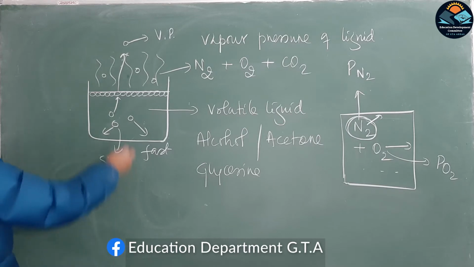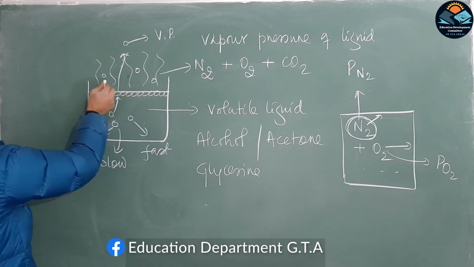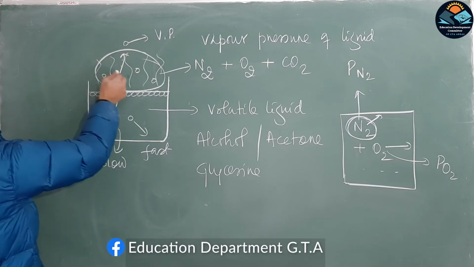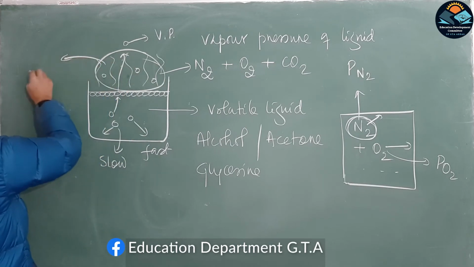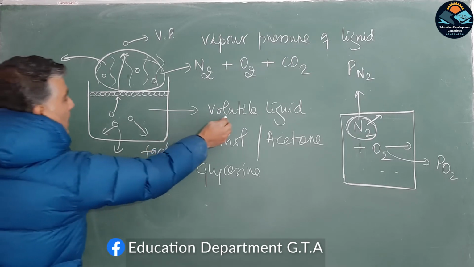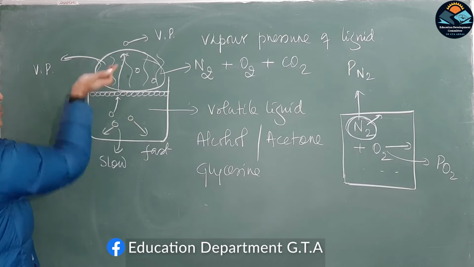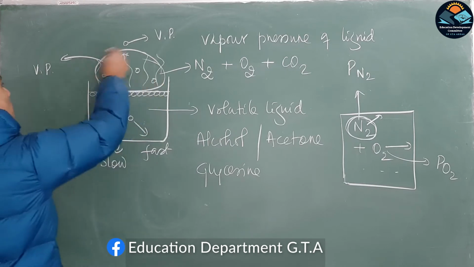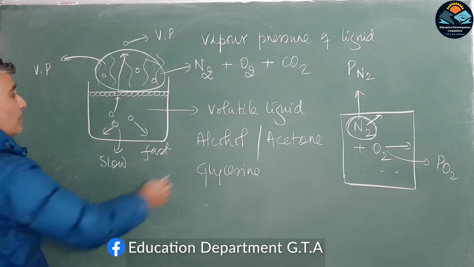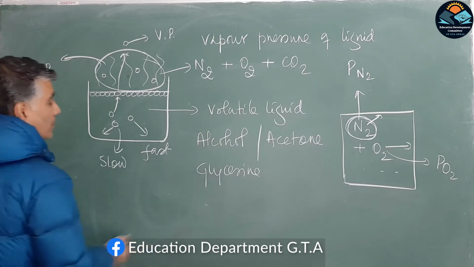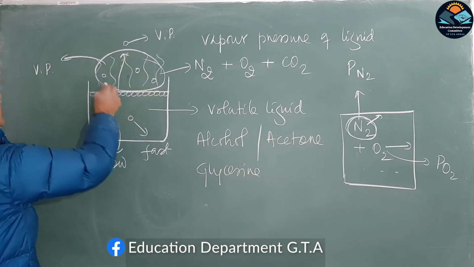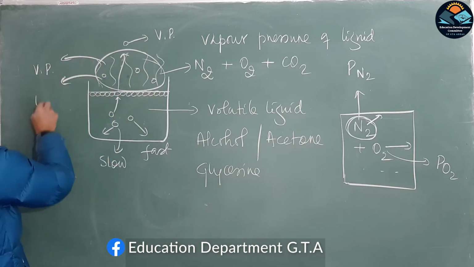Now how much vapor pressure a liquid has depends on the amount of vapor present here. If you've got a lot of vapor here, naturally the vapor pressure of the liquid will be high. Some liquids which are highly volatile, which tend to evaporate a lot, will form a lot of vapor there, and therefore they have high vapor pressure. Some liquids which are less volatile, like glycerin, will form very little vapor, and therefore its vapor pressure will be low.